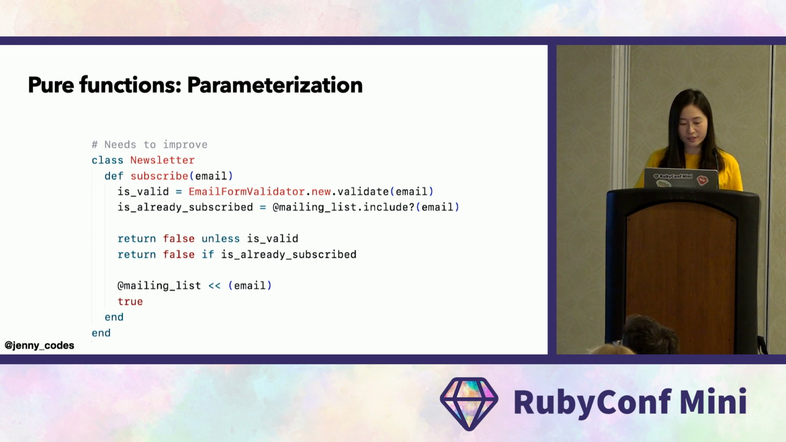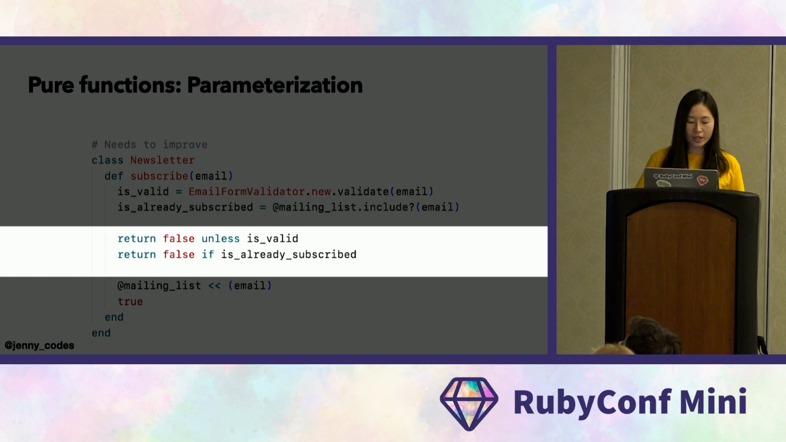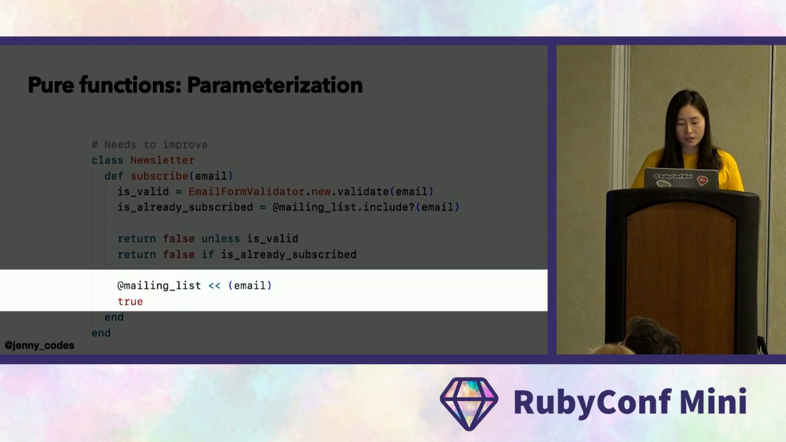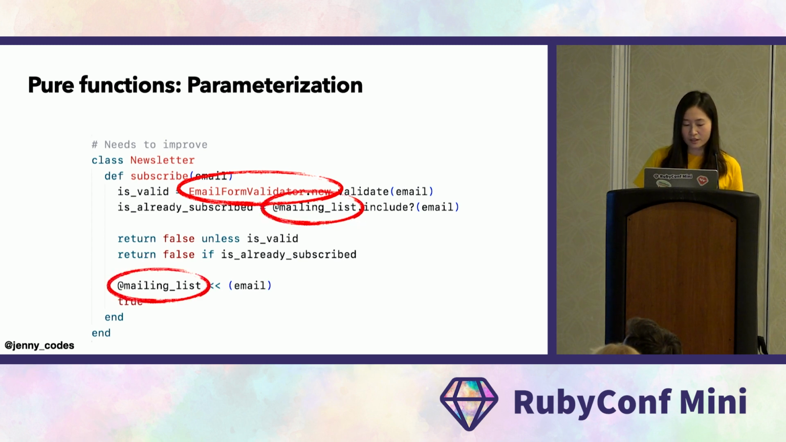Here we have a function that subscribes an email to a newsletter. We first check for some conditions, and if any of the conditions is not met, return with the false value. And once we pass the conditions, we add the email to the mailing list and return true. So this is not pure because we have two implicit dependencies: the email form validator and the mailing list instance variable.